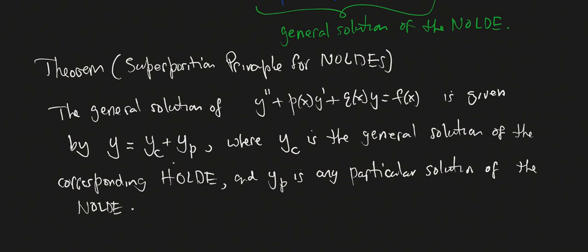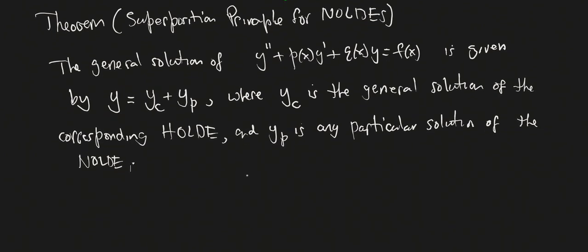So this is our second superposition theorem, and it tells us how to go about finding the general solution of one of our differential equations when we don't have a 0 on the right-hand side. And it's a two-step process, right? Now, to kind of wrap up this video, what I'm going to say is this.